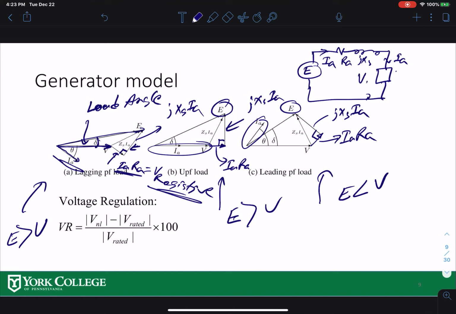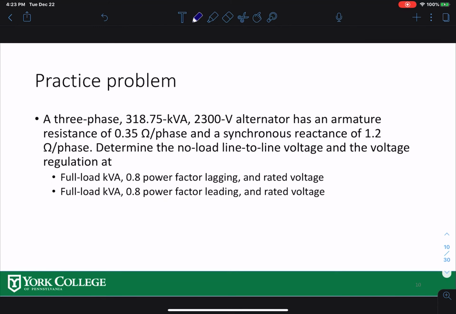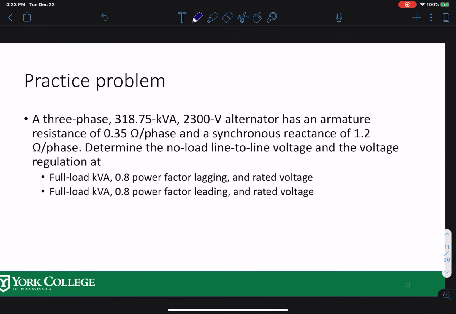Also, voltage regulation you can find by this equation: no-load voltage minus rated voltage, over rated voltage, times 100%, will give you the voltage regulation at the load. This regulation needs to be around plus or minus 5%. We're going to do this problem in the class, so we'll wait until we get to the class.